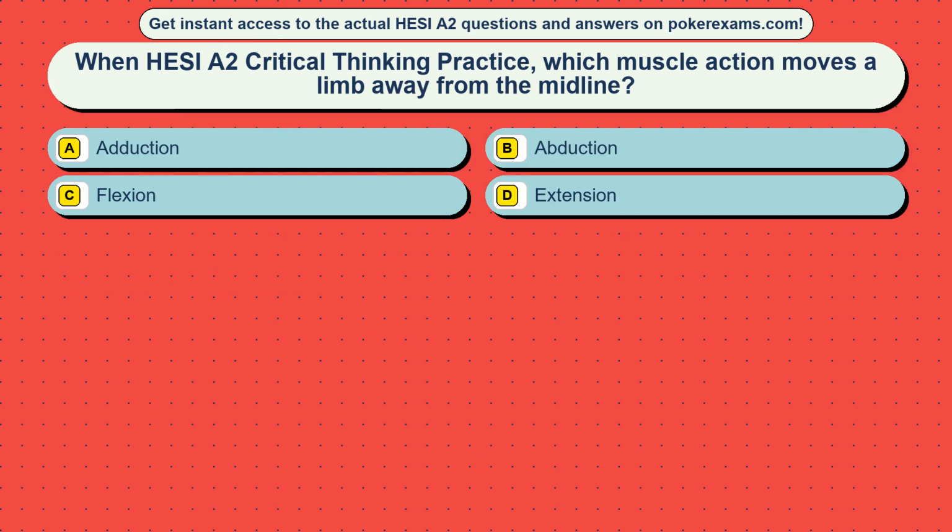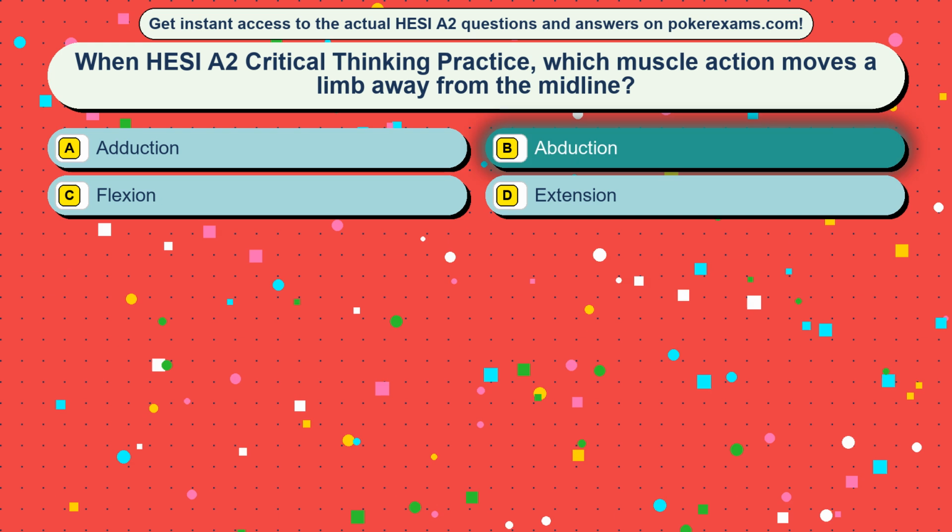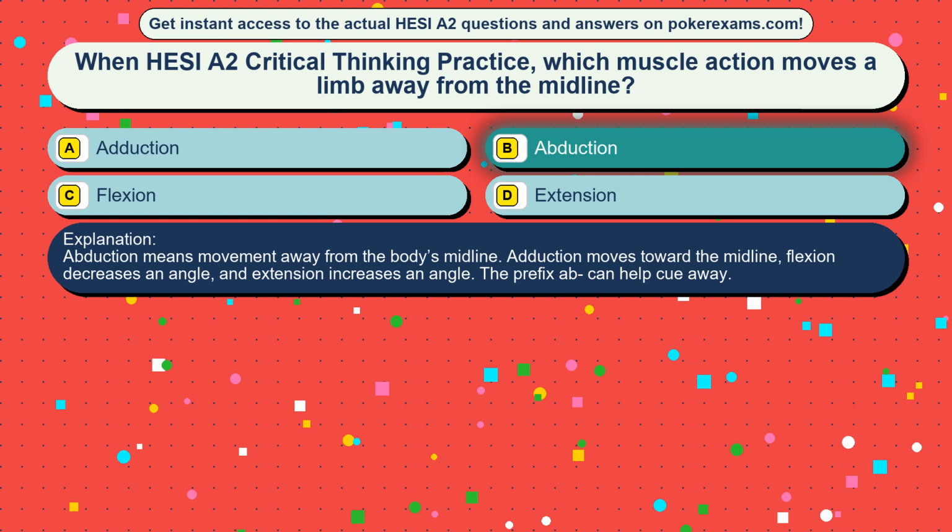Question 9. When HESI A2 critical thinking practice, which muscle action moves a limb away from the midline? Option A. Adduction. Option B. Abduction. Option C. Flexion. Option D. Extension. The correct answer is option B. Abduction. Abduction means movement away from the body's midline. Adduction moves toward the midline, flexion decreases an angle, and extension increases an angle. The prefix AB can help cue away.